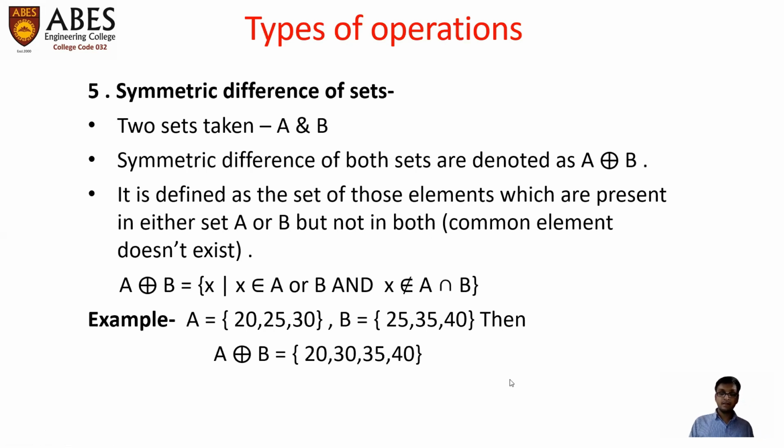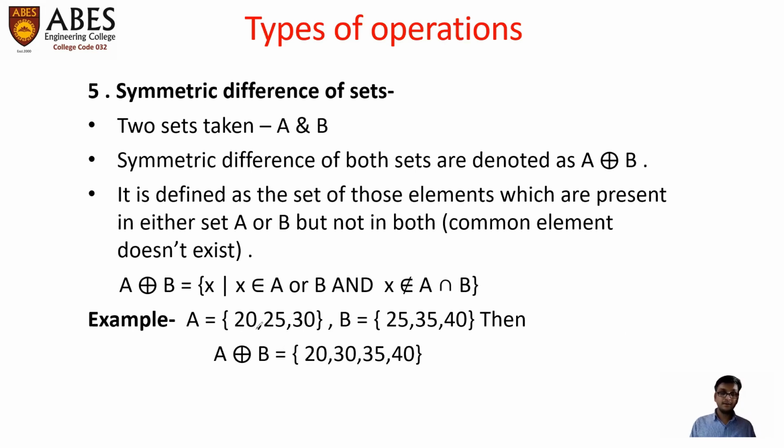It means that in the symmetric difference operation I will consider those elements which are present in either A or in set B, but the common element should not be there. Means we ignore the common elements. So apart from the common elements, all the elements from set A or from set B can be taken in the symmetric difference of sets.